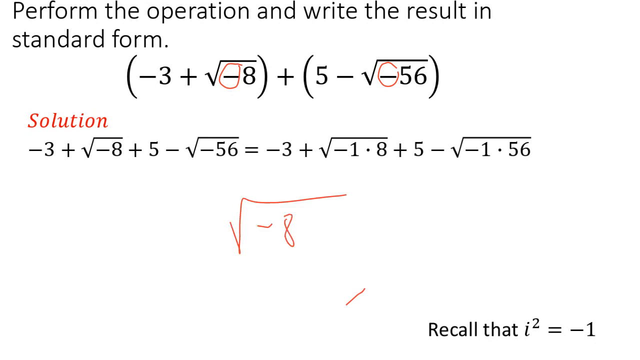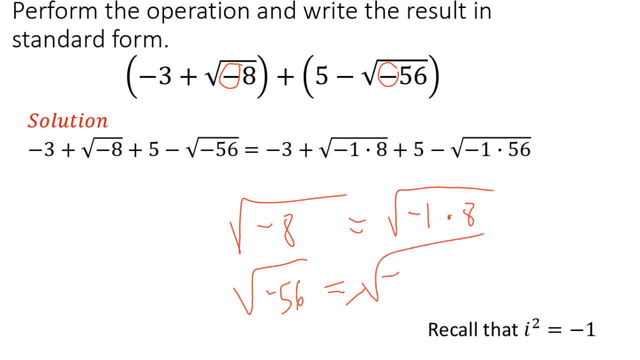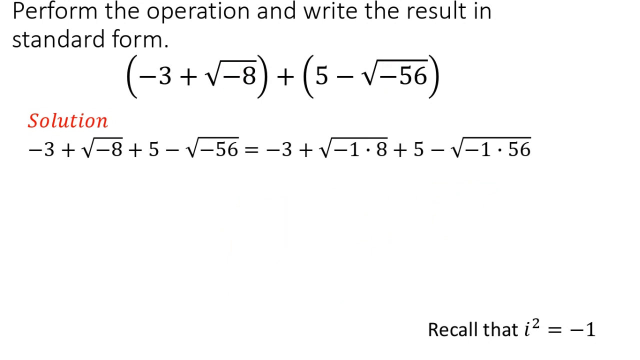So this negative 8, all I did is I rewrote it as negative 1 times 8 because that's going to give me the same thing. And then we do the same for negative 56. We write it as negative 1 times 56. Okay, so that's what I have here, negative 1 times 8 and negative 1 times 56.